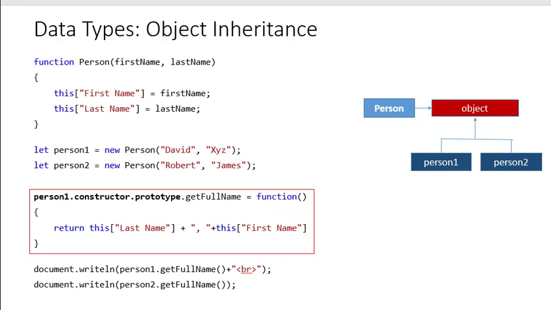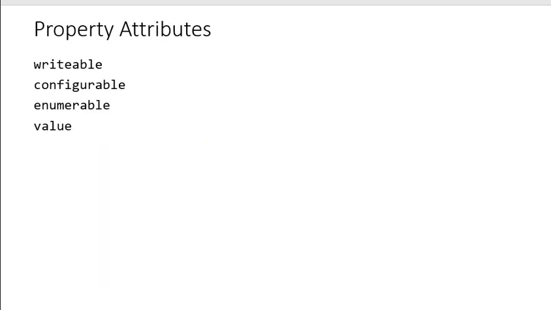Each object also has a constructor property, which references the constructor function from which it is created. Here, I have added the getFullName function via person1.constructor.prototype.